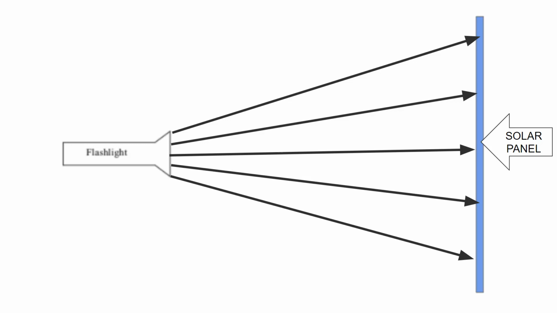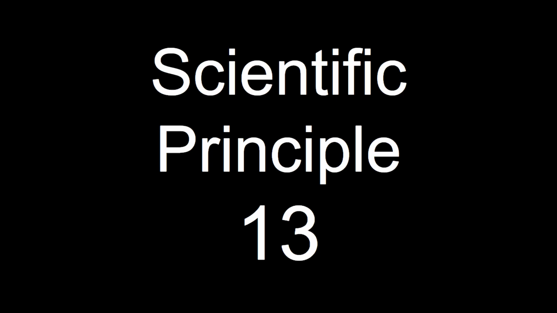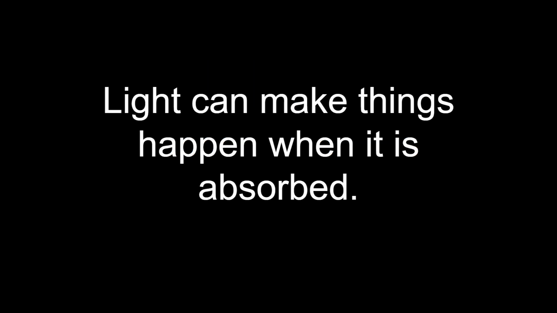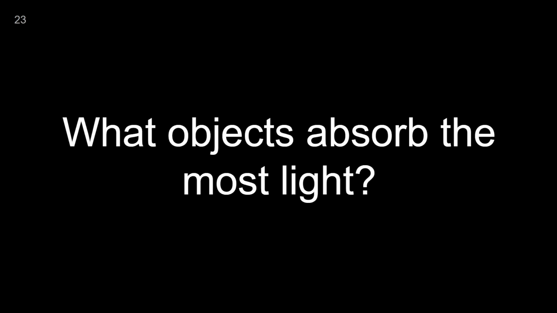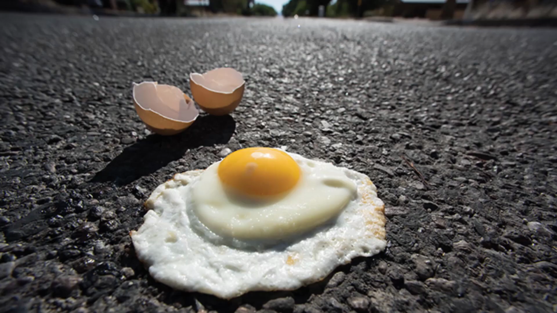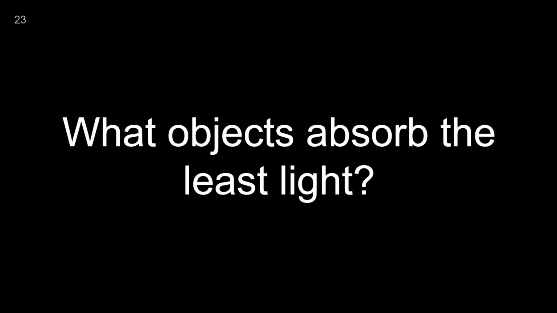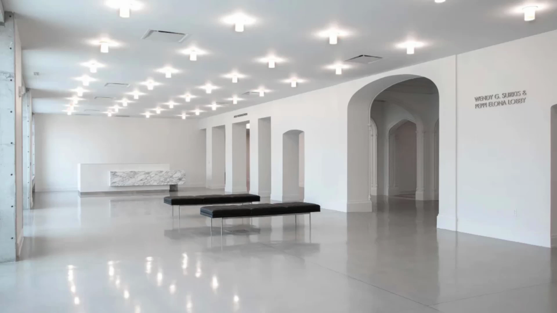When light gets absorbed into an object, amazing things happen. Scientific principle number 13 says, light can make things happen when it is absorbed. So what objects would you expect to absorb the most light? Objects that are dark in color would absorb the most light. What objects would absorb the least light? Well, objects that are light in color will absorb the least light.